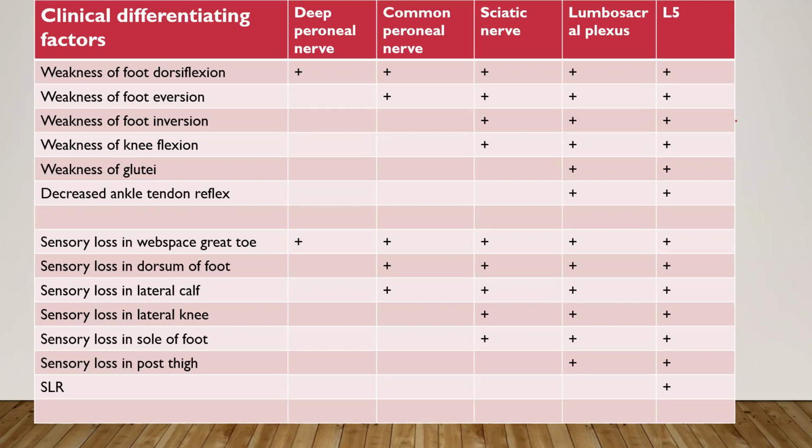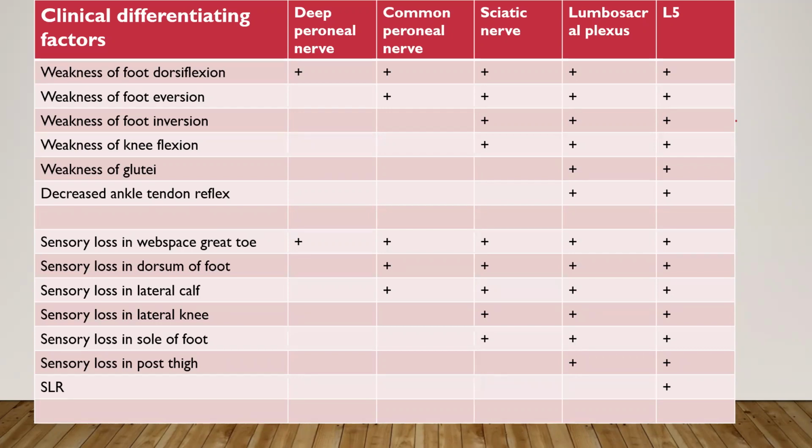Then weakness of hamstring. Weakness of hamstring and weakness of glutei indicate what? Weakness of glutei indicates plexus or could be radicular, lumbosacral plexus or L5 root. Ankle reflex is absent in S1 radiculopathy, plexus, root, and even here it is not mentioned, but ankle reflex goes in sciatic nerve also.